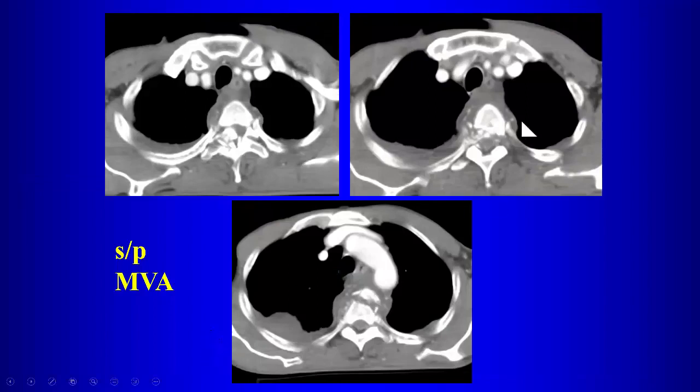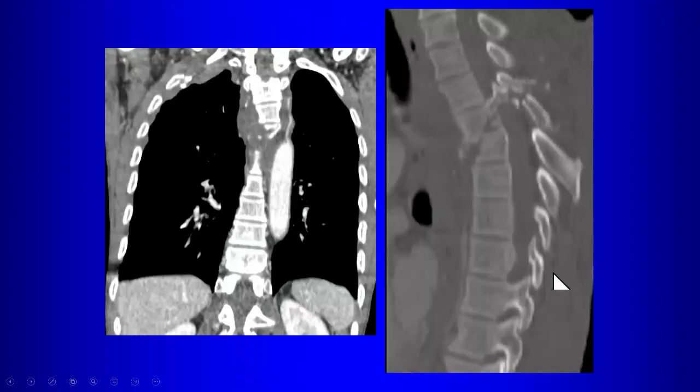This patient, another patient with hematoma, this is in the posterior mediastinum, so this hematoma is from the fracture of the thoracic vertebrae, right? So this can also cause hematoma. Sagittal images, very useful for telling you, boy, this patient's had severe trauma.